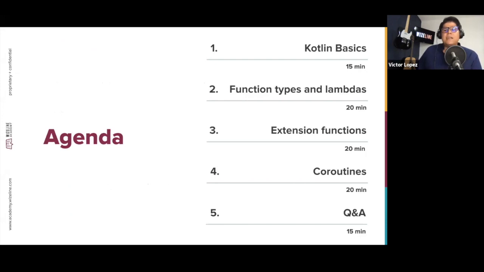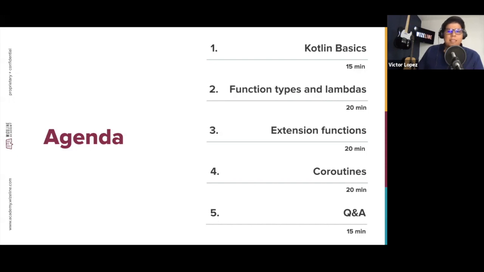So let's start with the agenda. Well, for the agenda, we have some topics. Number one is a quick review of Kotlin basics. Number two is function types and lambdas. Number three is extension functions. Number four is coroutines. And the last is the Q&A section, okay?